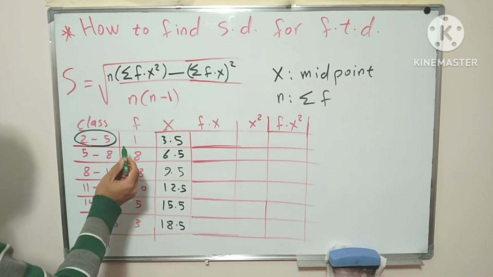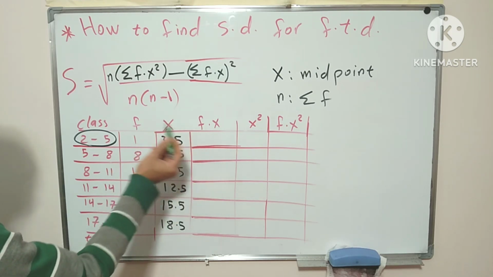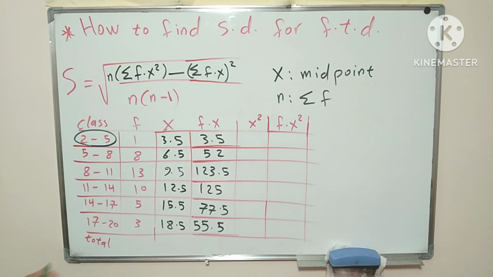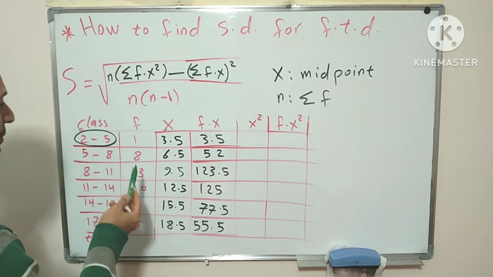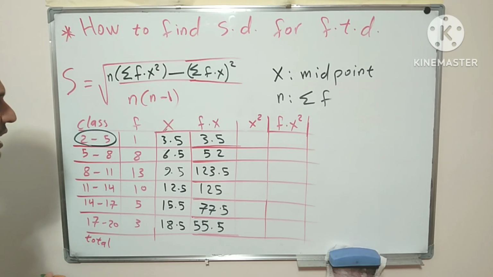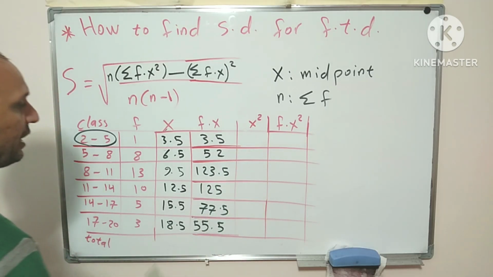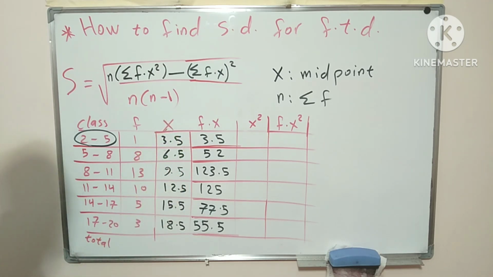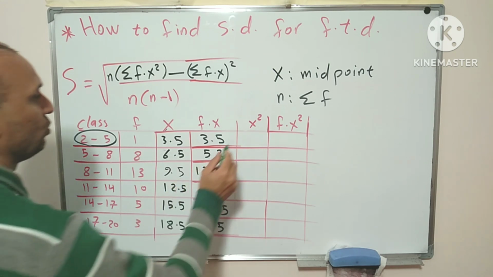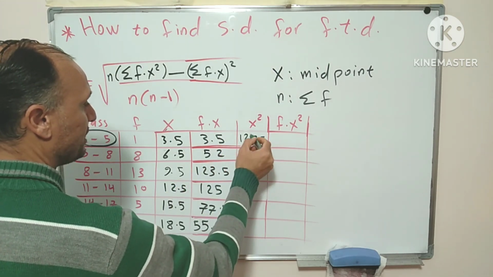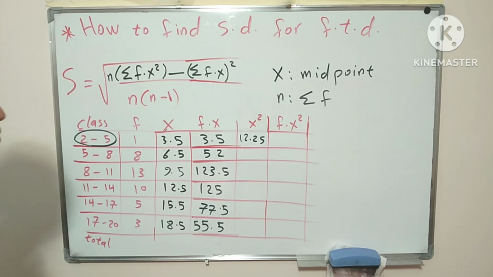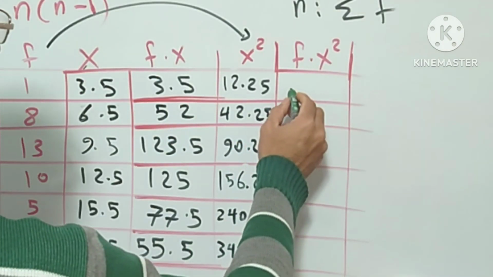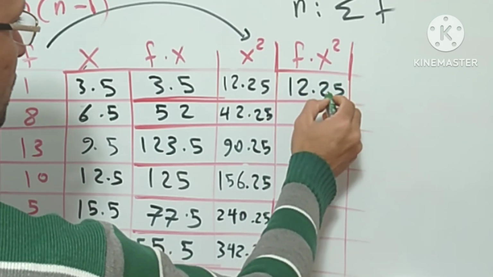What we want to do now is multiply f by x. 1 times 3.5 is equal to 3.5. First, use the calculator to multiply f by x. After that, we want to find x squared, which is the square of the midpoint. 3.5 squared is equal to 12.25. The same thing, we can find the whole column. 1 times 12.25 is equal to 12.25.